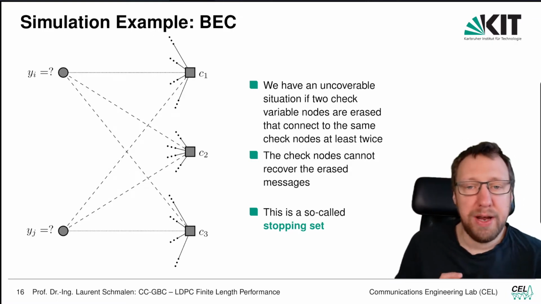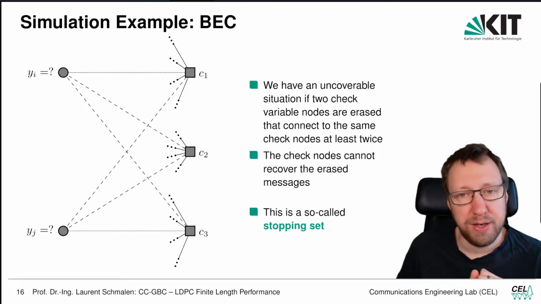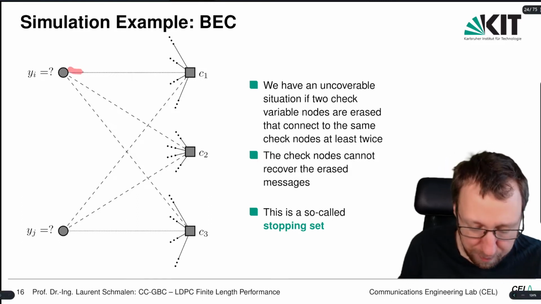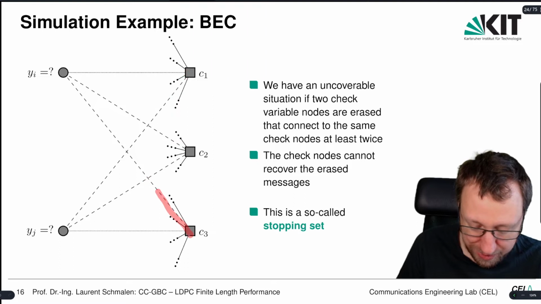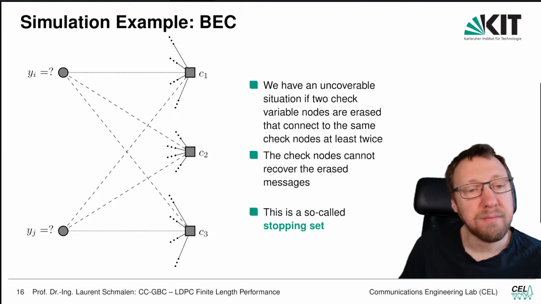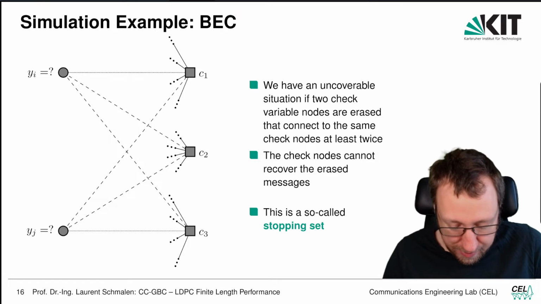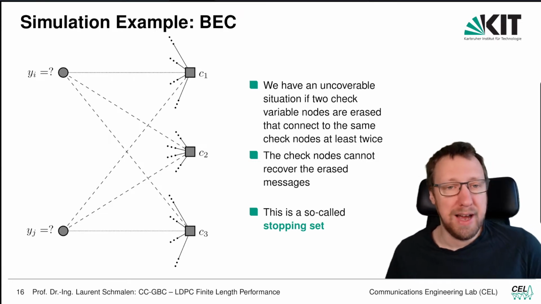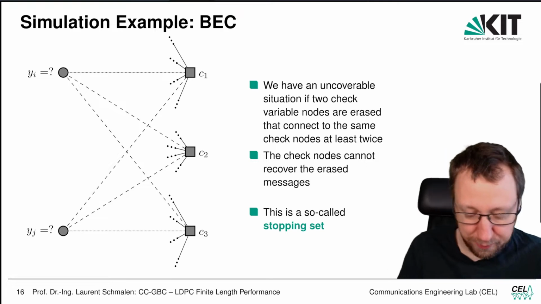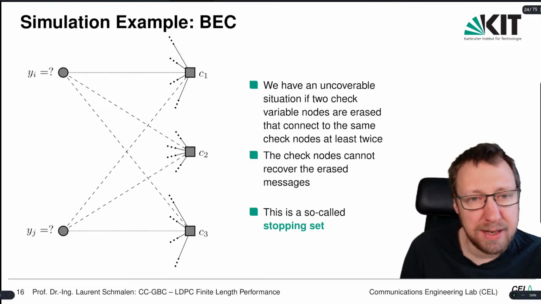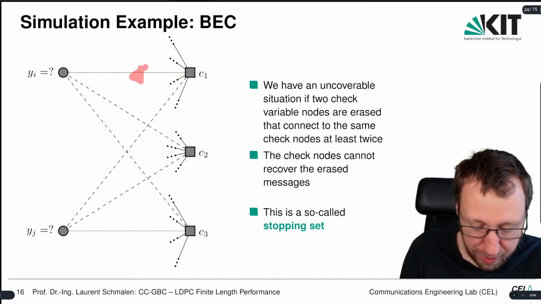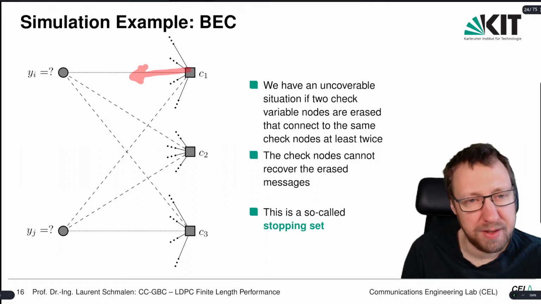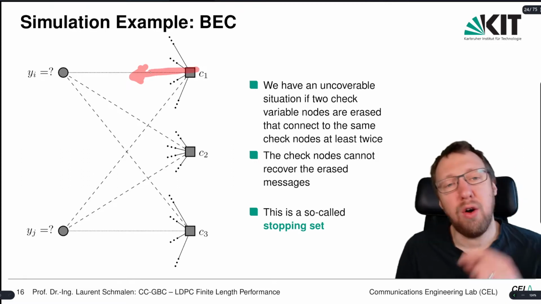And now we have an unrecoverable situation because of the following. These two variable nodes connect to a set of check nodes, and each check node has two connections to the set of variable nodes. If they are erased, what happens? We recall the message passing guidelines, then we see the following. So this check node wants to compute a message that goes back to variable node i. So this message it wants to compute. So it looks at all the other messages.